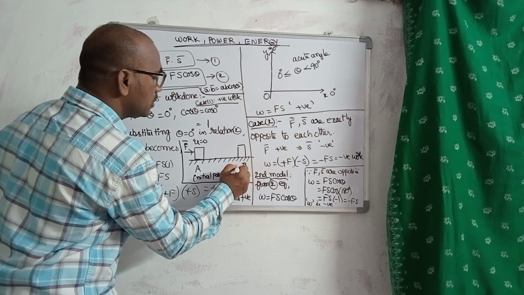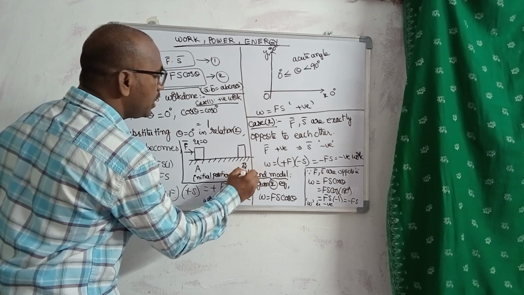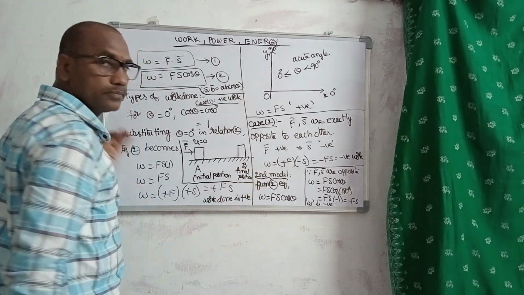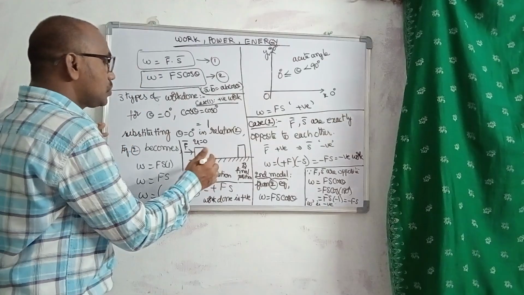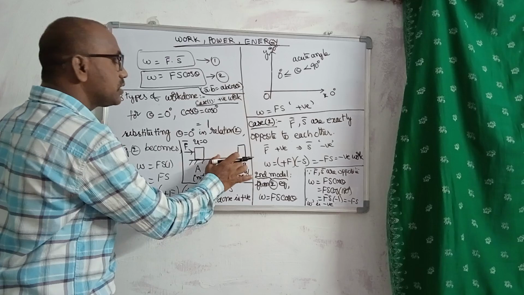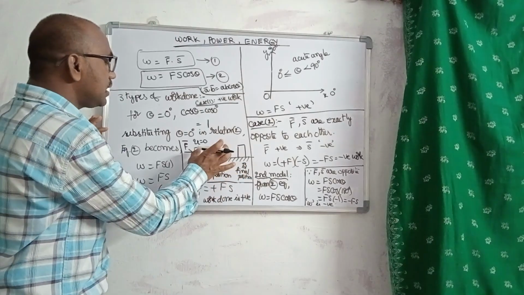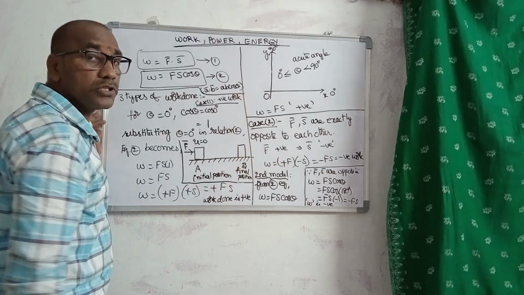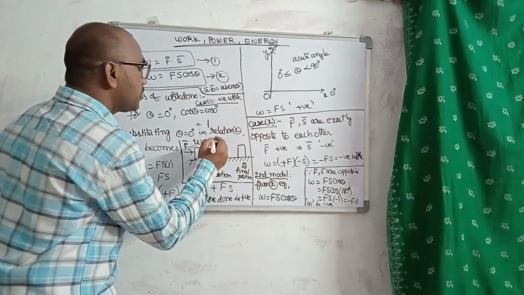So what is this one? This is the final position. Okay, now, this is the initial position, this is the final position. Now what does the final position minus the initial position give? It gives the displacement.